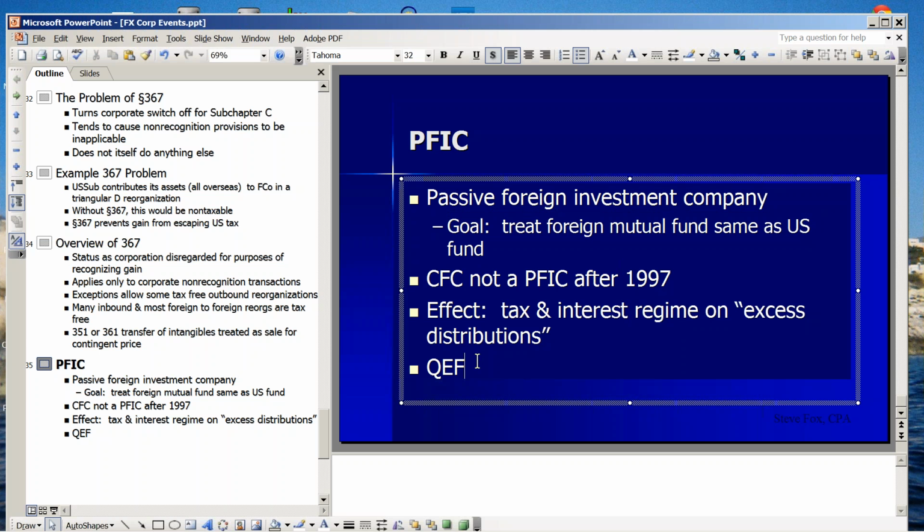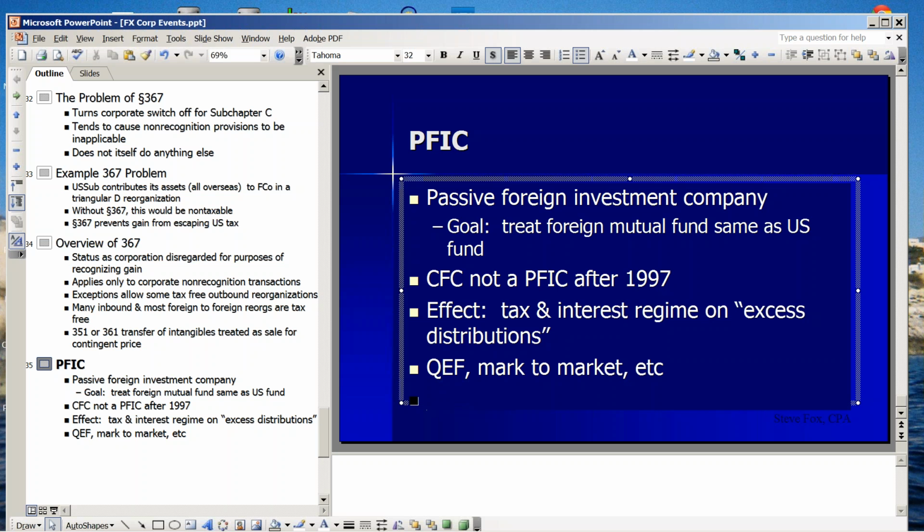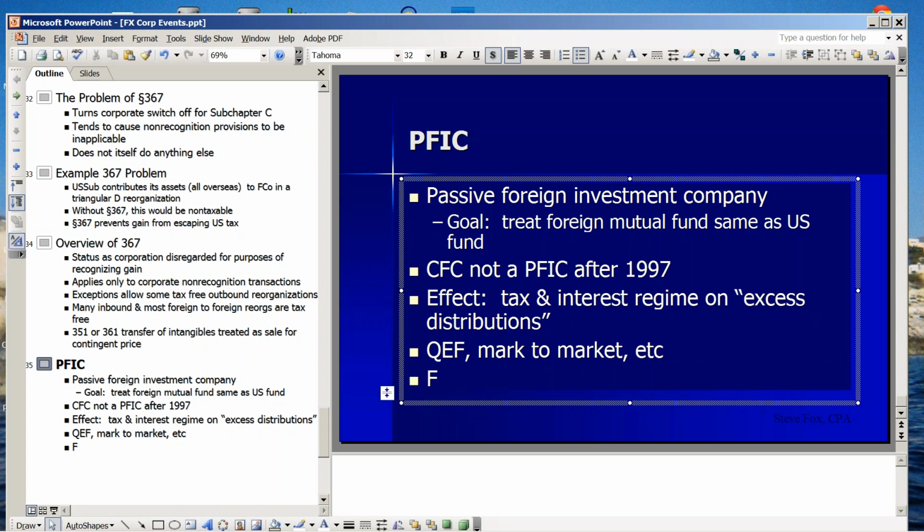There are a couple of other options, and they're not really that great. But they get you out of the tax and interest regime, so they're a little better. If you're a U.S. shareholder of a PFIC, starting with respect to 2013, I believe it was, you must file, and for prior years, if you had excess distributions, you must file, and you've always been allowed to file Form 8621.